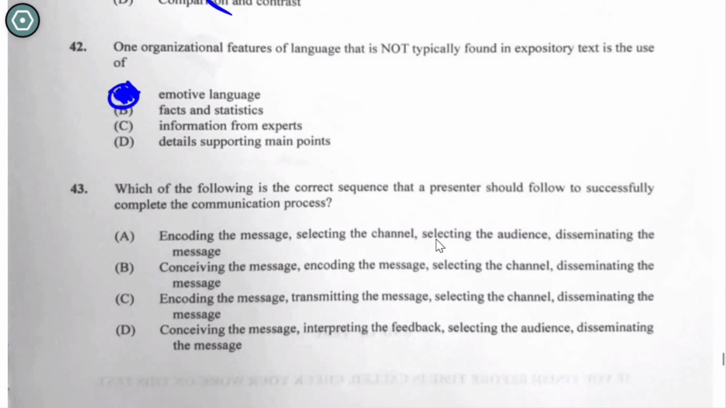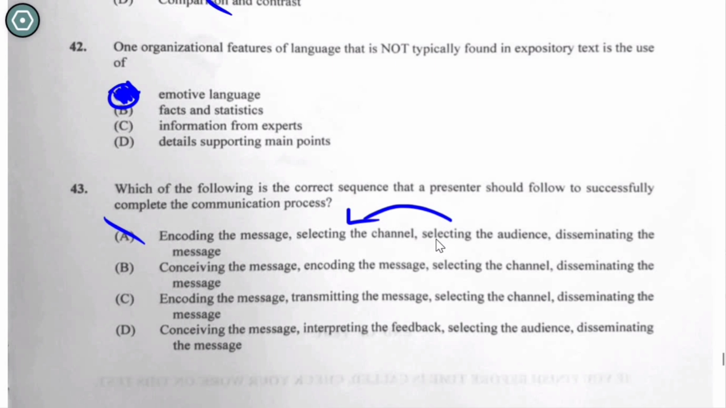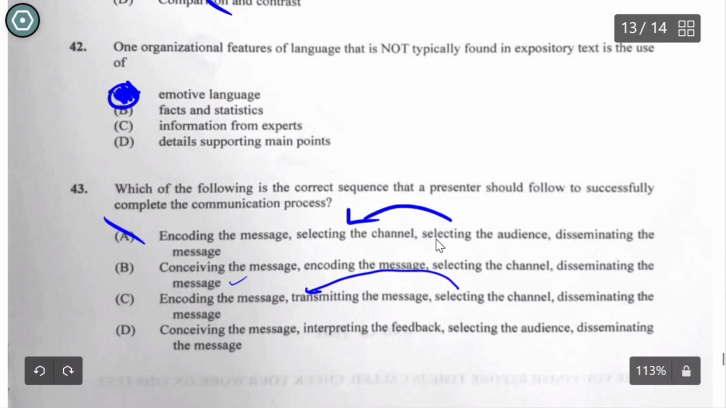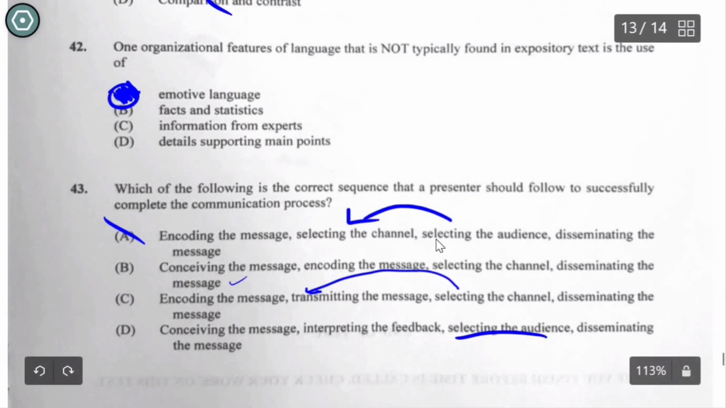Now, which of the following is the correct sequence that a presenter should follow to successfully complete the communication process? Alright, so conceiving the message, number 1, or let's see what they have. Encoding the message, selecting a channel, selecting the audience. You need to know the audience before you select a channel, so no for A. Conceiving the message, encoding the message, selecting the channel, disseminating the message, maybe. Encoding the message, transmitting the message. So you have to select the channel before you can transmit the message. Conceiving the message, interpreting the feedback. You need to actually select the audience, send out the message before you can interpret feedback. So no for C and no for D. So the answer is B.